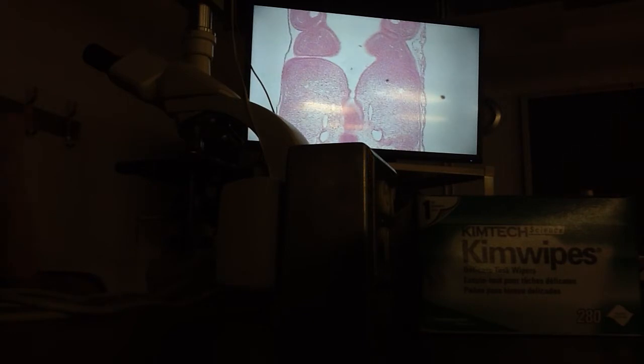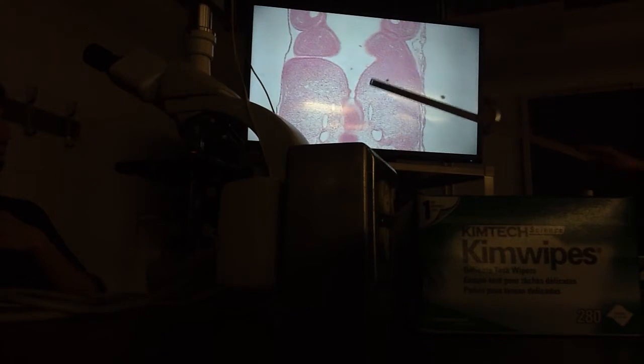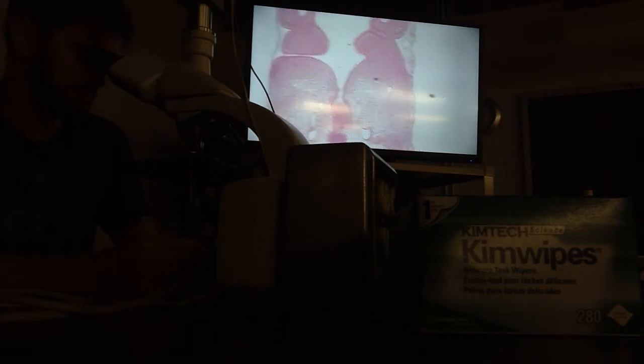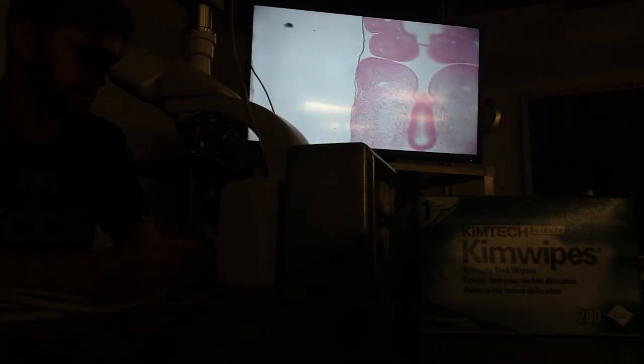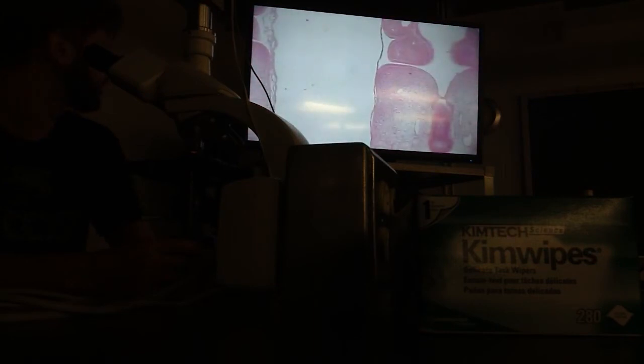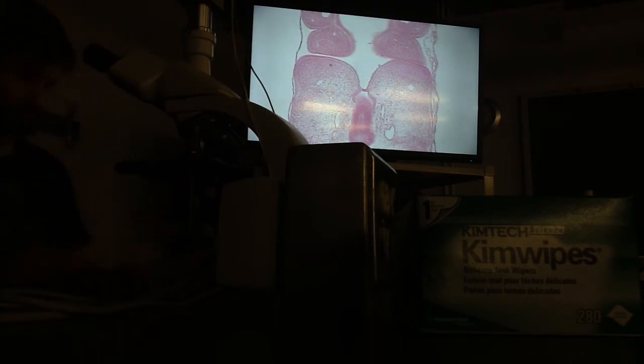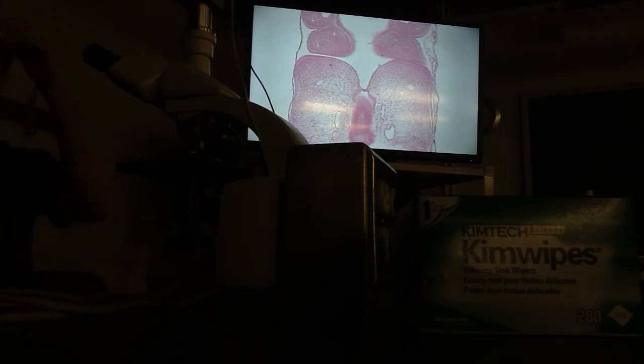Promise? Promise. So this isn't the best section, but if this is the stomadeum and there's a pouch that comes off the stomadeum called Rathke's pouch, what is Rathke's pouch going to be? It's called the adenohypophysis, okay? And the adenohypophysis grows under the brain. Which part of the brain? In frog, what is the part of the brain? Infundibulum, correct? So adenohypophysis grows under the floor of the diencephalon, and that's the region called infundibulum.